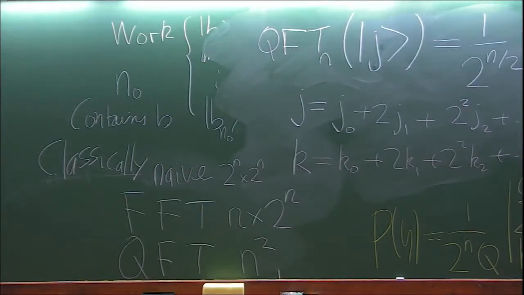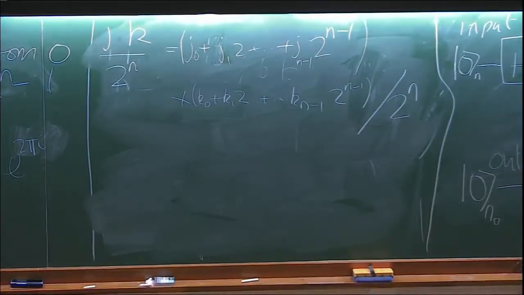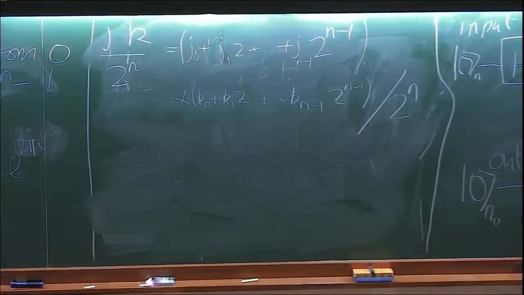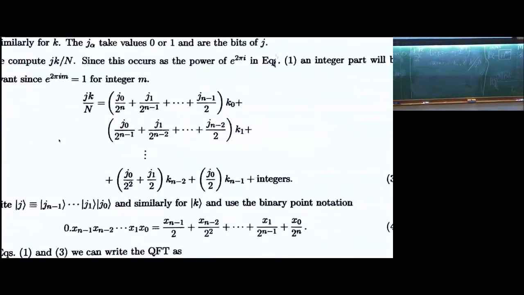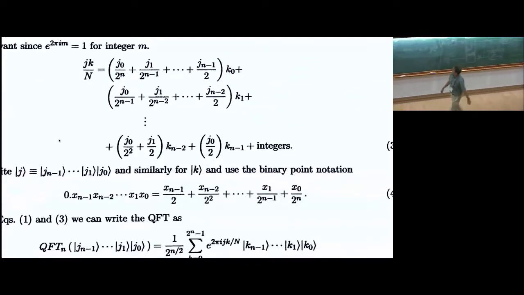So the point is that this is the coefficient up here of e to the 2 pi i times that. So any integer part doesn't contribute because e to the 2 pi i times an integer is just 1. So when I expand this out, every time there's an integer, I'm just going to neglect it. Capital N is 2 to the little n.